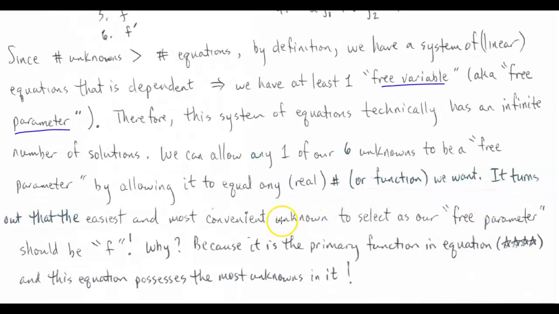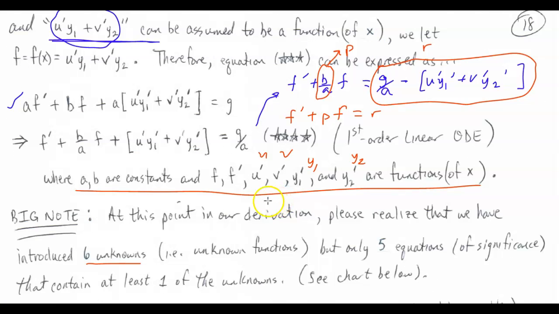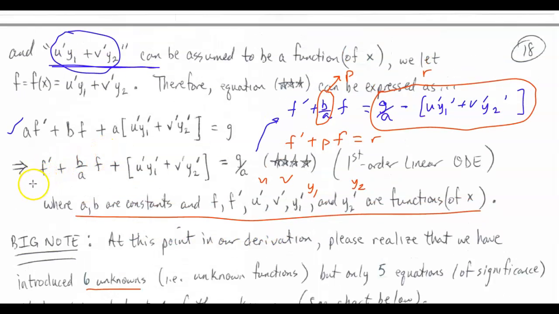Now, it turns out that the easiest and most convenient unknown to select for our free parameter should be F. Okay. Now, the reason for that is that it's the primary function of equation 4 star, and that equation possesses the most unknowns in it. So simply put, for our first order linear equation, if I can tell you what F is, I can solve this equation. Okay. If I can tell you what F is, and I give you something that will make this equation easy, then I can solve it.